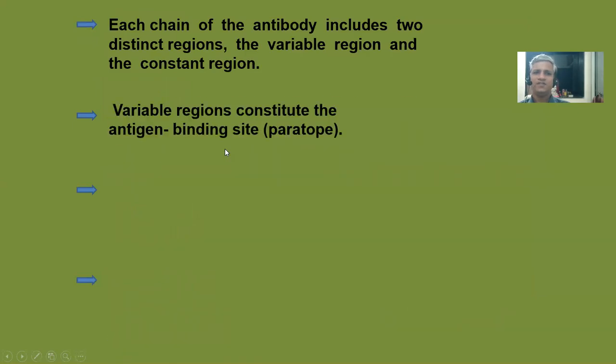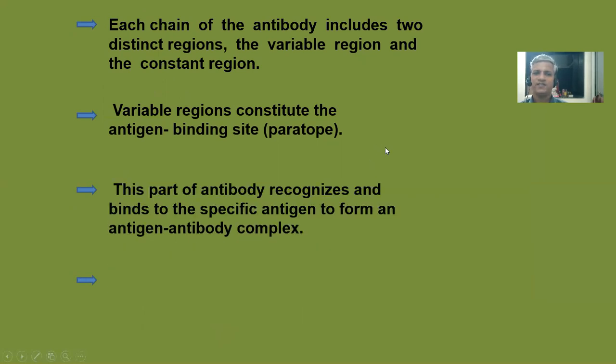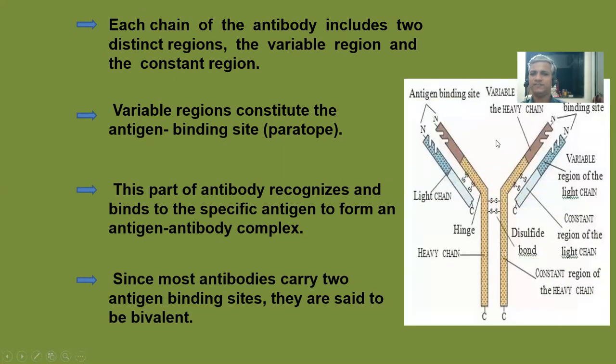Each chain of antibody includes the 2 distinct regions. The variable region constitutes the antigen binding site, that is, the paratope. This part of the antibody recognizes and binds to the specific antigen to form an antigen antibody complex. See, this antigen binding site can bind to the antigen. Most antibodies carry 2 antigen binding sites and they are said to be bivalent.